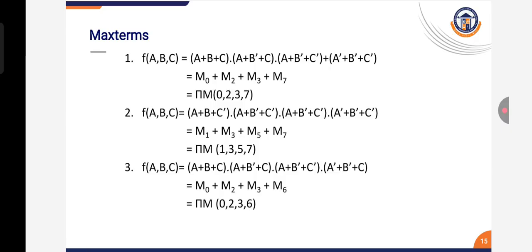The maxterm is where the output result is 0. So here the 0 is denoted as uncomplement form, and 1 is represented as complement form.